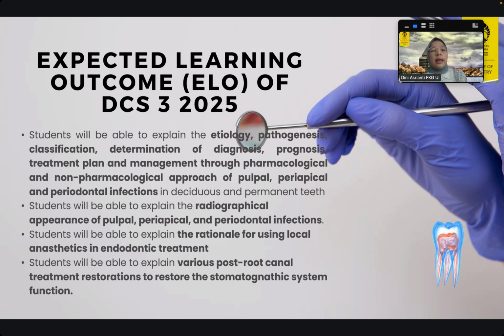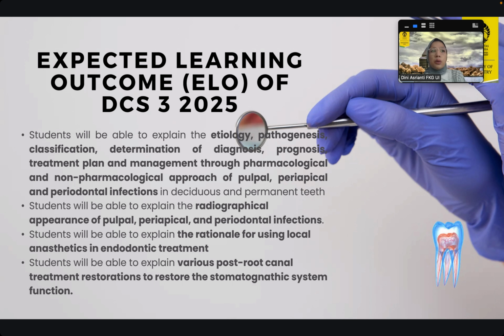Yeah. And then you have to learn, maybe, you already learned about the local anesthesia, right? But right now, you have to learn again about the rationale of using the local anesthetic, but in endodontic treatment. So it will be slightly different from the one that you learned in the basic course. Maybe you learned only the basic steps for doing local anesthesia for restoration treatment, right? But right now, it's for endodontic treatment.